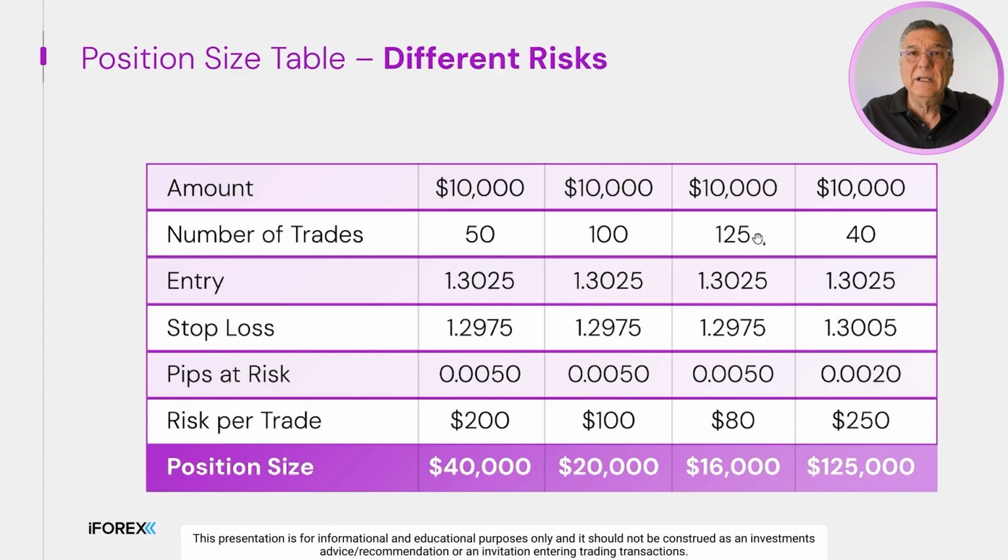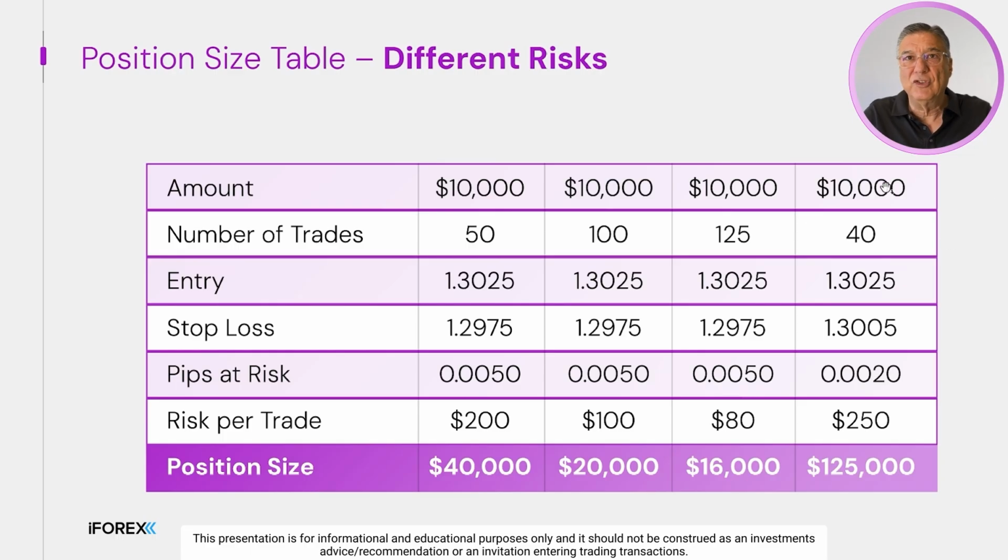Now we want to make 125 trades based on our $10,000 deposit. Again, the entry and the exit is the same. Exit meaning the stop loss. It's 50 pips at risk. If we divide $10,000 by 125 trades, then we get $80 risk per trade. Now, we divide $80 risk per trade by 0.005 pips at risk. The answer is $16,000 as a position size.